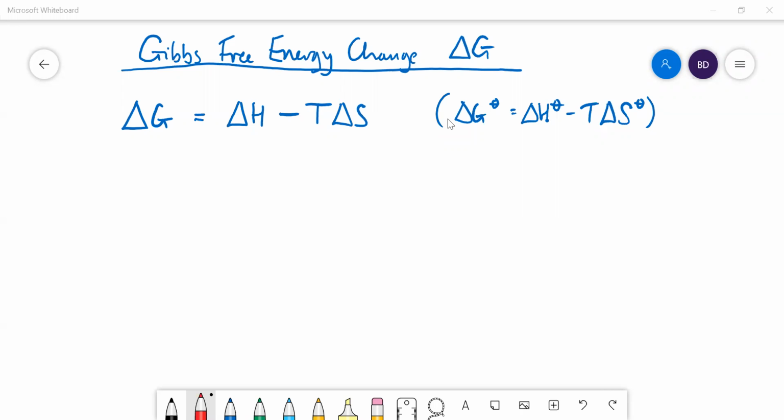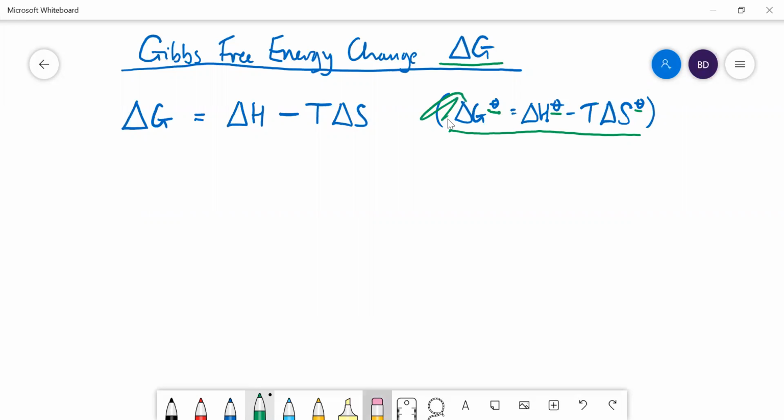Okay, in this video, we're going to look at a new idea. We're going to look at the Gibbs Free Energy Change, which is usually given the symbol delta G. Quite often we're going to have to calculate the Gibbs Free Energy Change for reactions. It changes according to the temperature, and so we're dealing with standard conditions, 298 Kelvin.